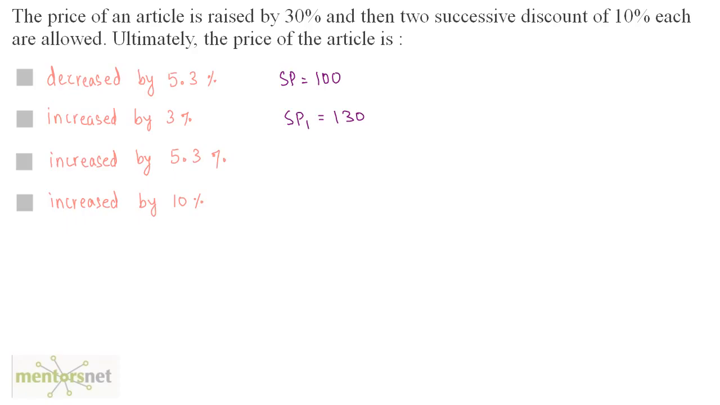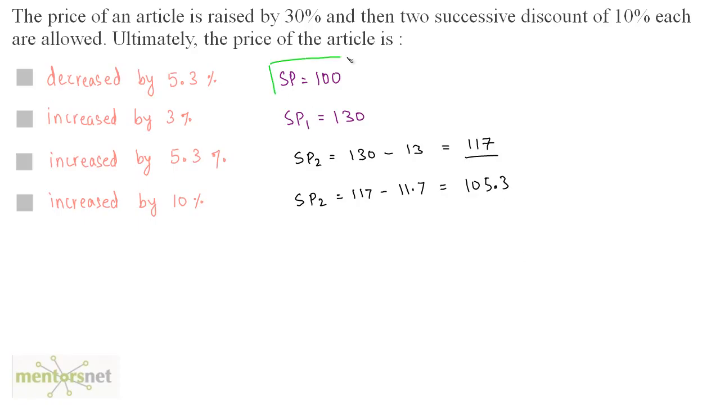Now two successive discounts of 10% each are allowed on this new selling price. So for the first 10% discount, let's say SP2 is equal to 130 minus 10% of 130, so minus 13. So this is equal to 117. Now on this 117 again a 10% discount is allowed. So the next selling price is equal to 117 minus 10% of 117, and that is 11.7. So this is equal to 105.3.